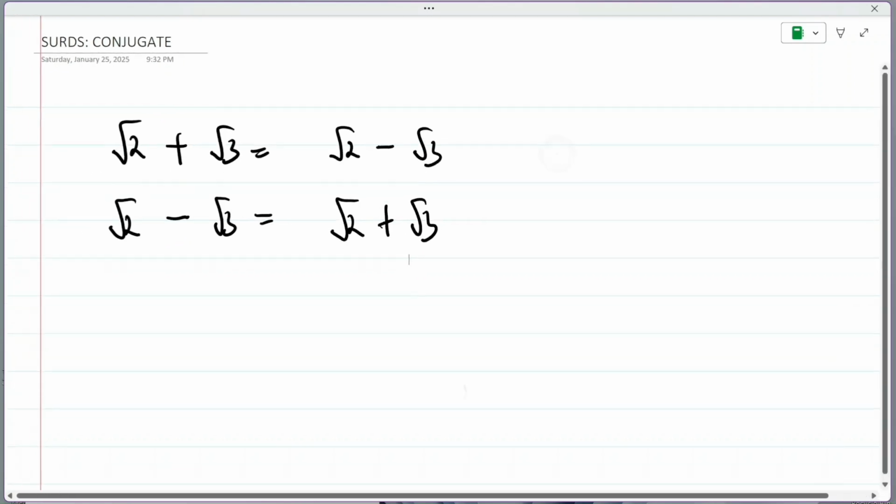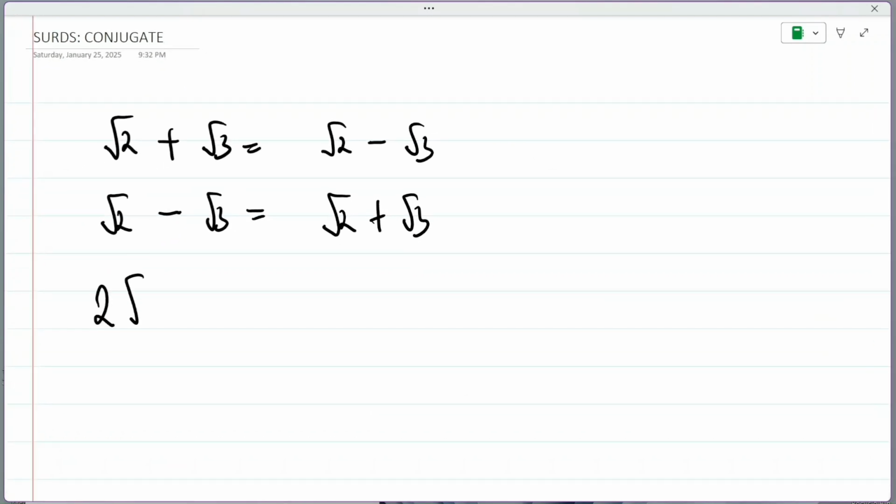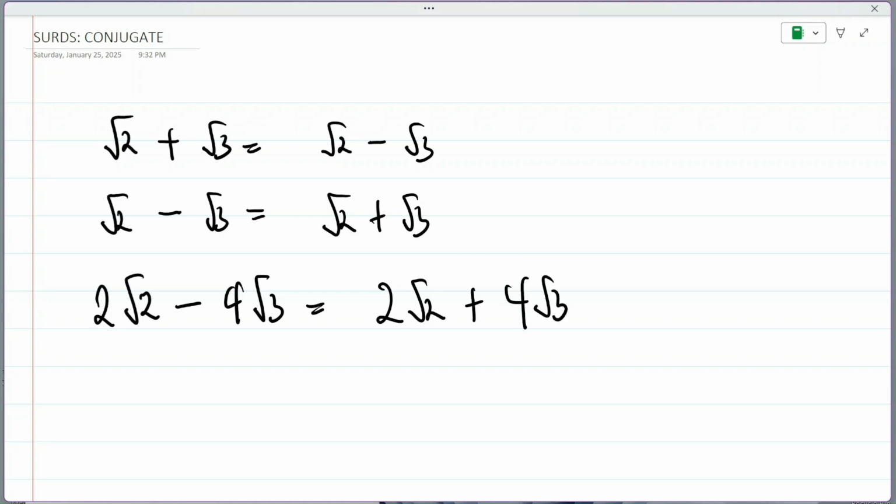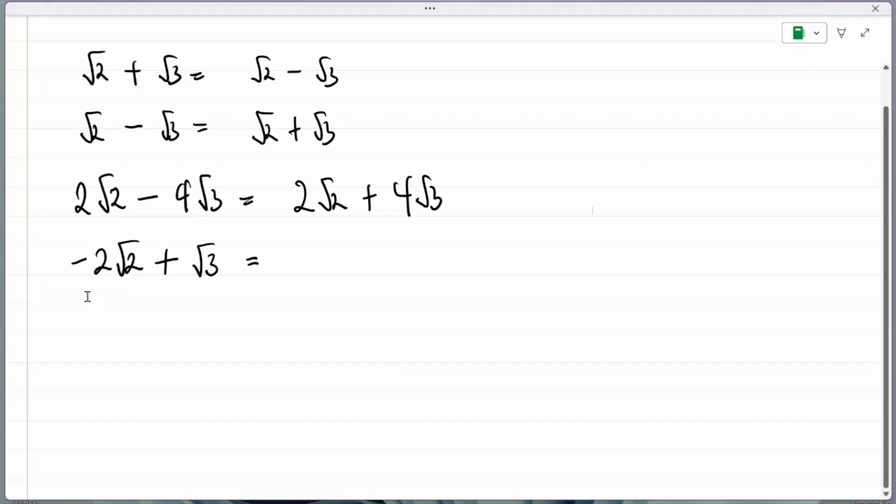Let's take a third question. We have 2 root 2 minus 4 root 3. The conjugate is 2 root 2 plus 4 root 3. You just change the negative sign to the positive sign, and if it were positive, you change it from positive to negative. Let's take this next question that says minus 2 root 2 plus root 3.